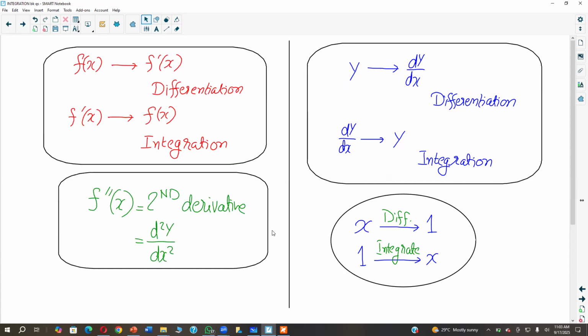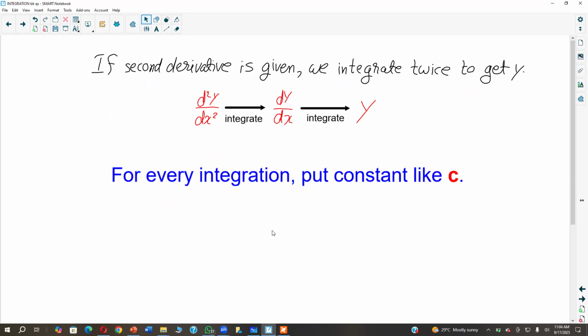It's a reverse process. On the left side, you will see the concept that f(x) is a symbol for a function. F prime is the differentiation. F prime x becomes f(x), which is integration. So integration is the reverse of differentiation. F double prime x is the second derivative, d2y upon dx2. So these are symbols. Now, if you start with a double derivative, you have to integrate twice. d2y upon dx2 becomes dy upon dx.